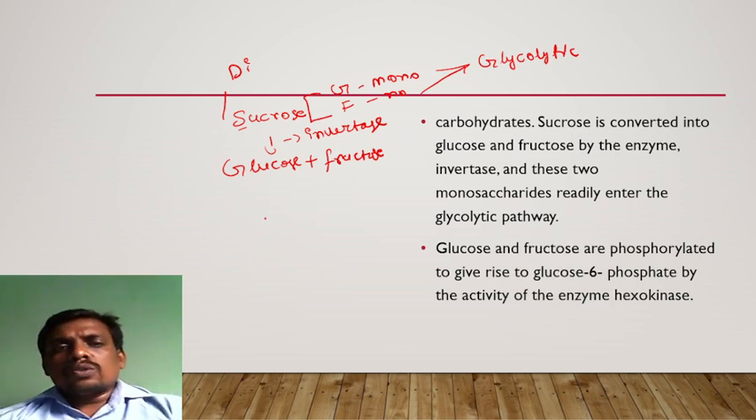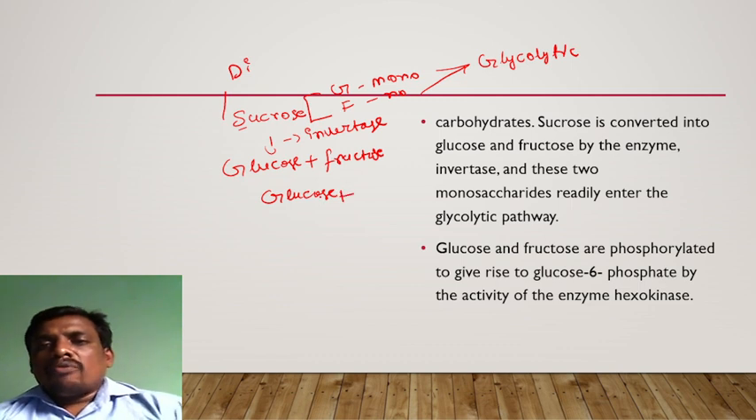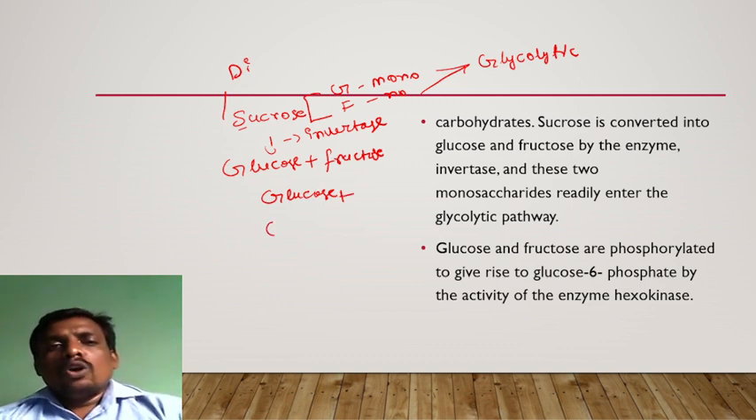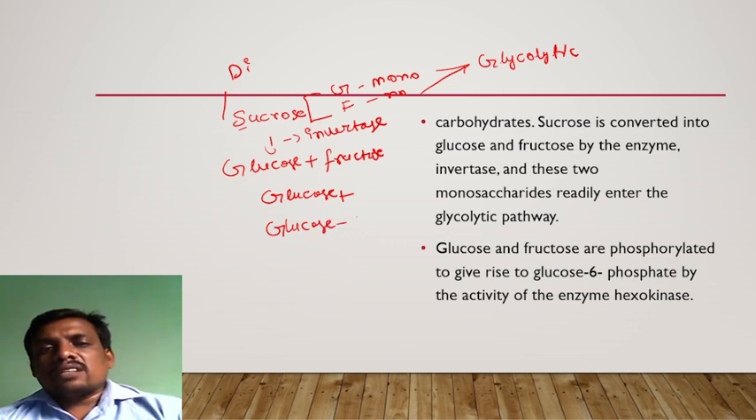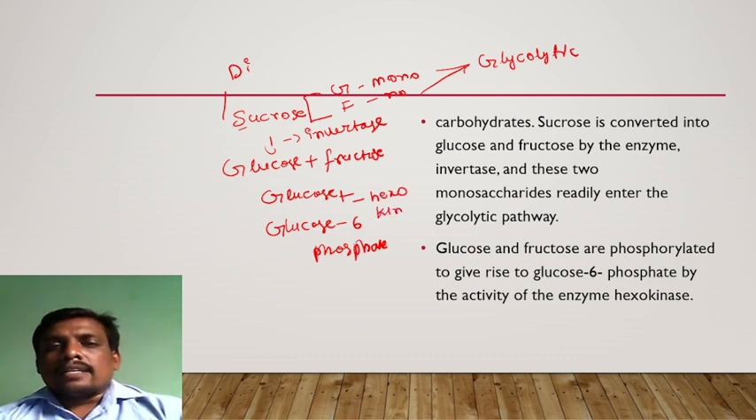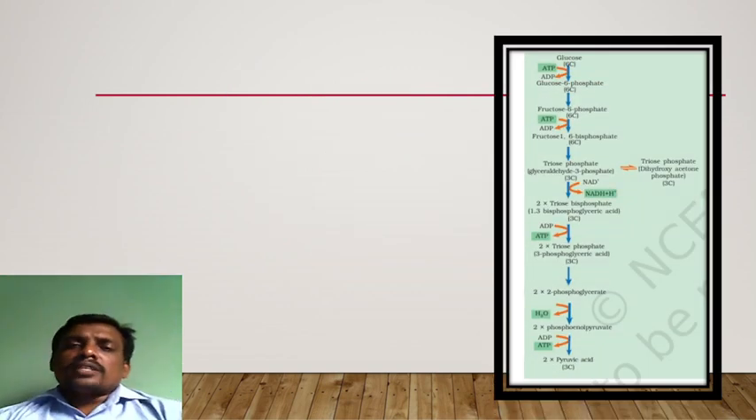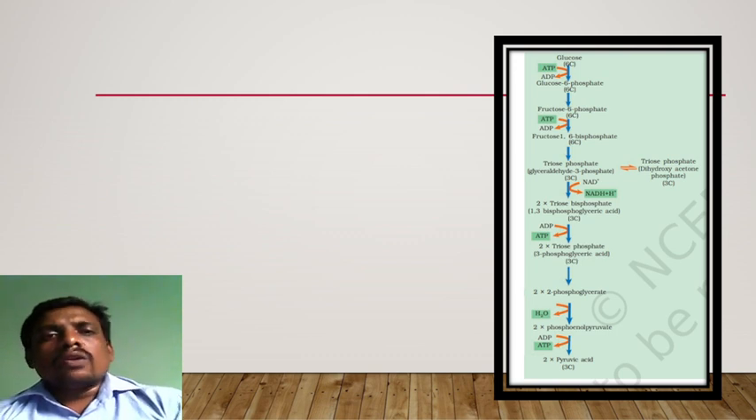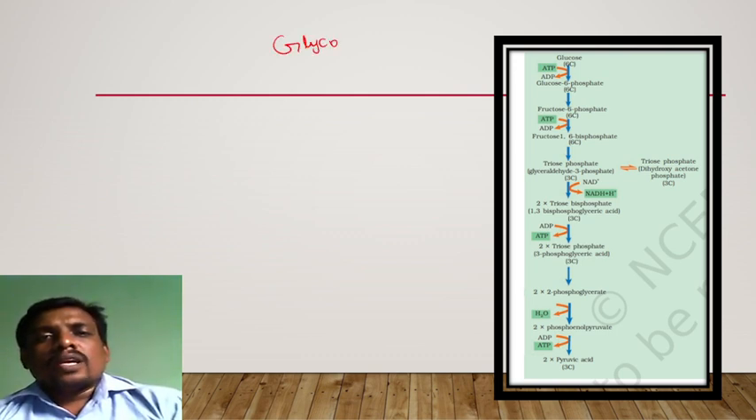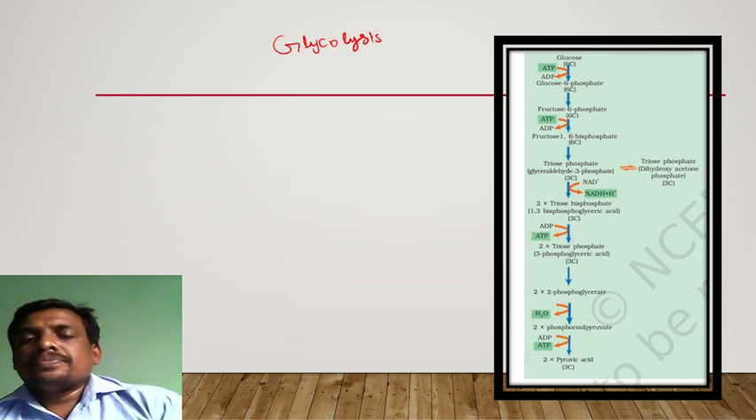And glucose and fructose, if you carefully observe them, are phosphorylated to give rise to glucose 6-phosphate. What is that? Glucose 6-phosphate, by the activity of the enzyme called hexokinase. What is that? Hexokinase. This enzyme plays an important role here. So you can see the complete pathway of glycolysis in the diagram. Glycolysis, breakdown of glucose.